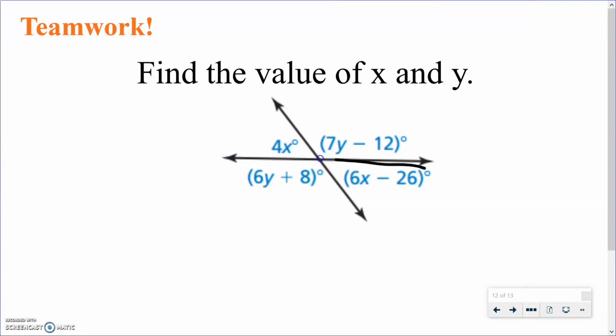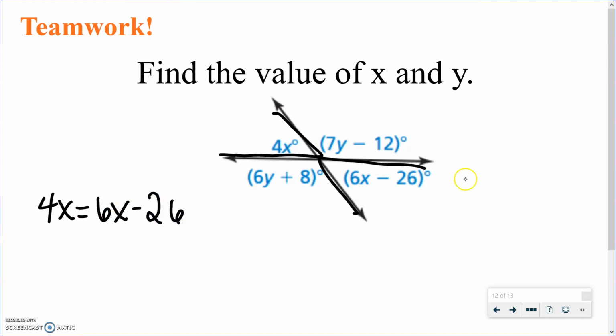We have this first one here, this set with 4x equals 6x minus 26. We also have another set, 7y minus 12 equals 6y plus 8. And we can set those equations up as equal to each other because we know that all vertical angles are congruent. So remember, they share a vertex and they're formed by the same 2 lines and they're across from each other. So then we can go ahead and solve this.